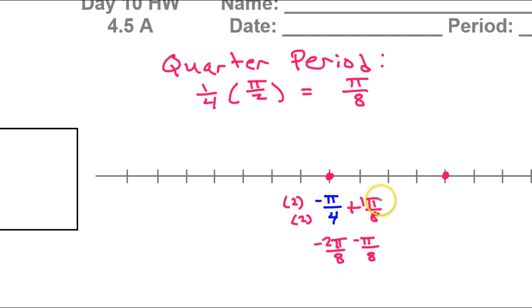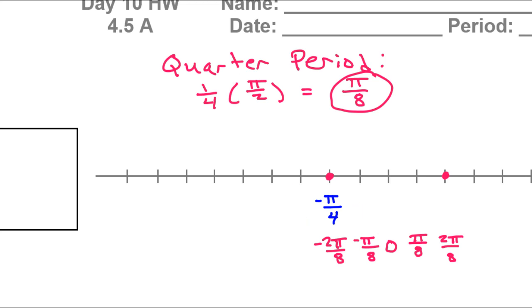Now, if I add pi over 8 again, I'm just going to keep adding pi over 8. So negative 1 pi over 8 plus 1 pi over 8, those are going to cancel out, and I'll just get 0. Now, if I add pi over 8 again, 0 plus pi over 8, that's just pi over 8. If I add pi over 8 again, pi over 8 plus pi over 8 is 2 pi over 8. I put these values here just in case I had to do any reducing. I didn't want the numbers to be in my way.